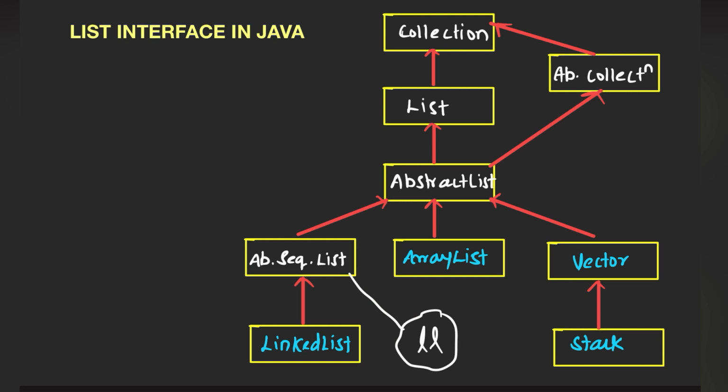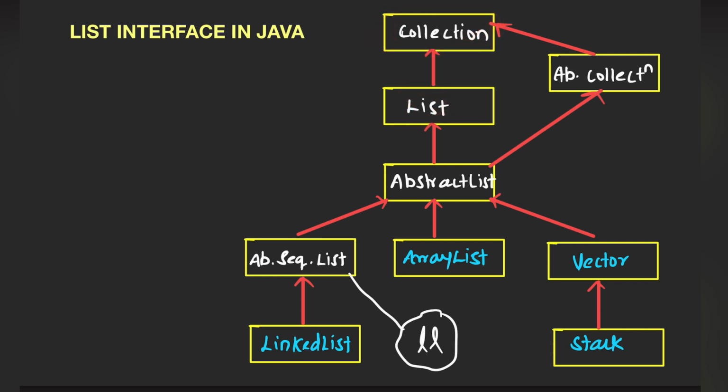Now the question comes, from where does the abstract sequential list get all the properties? Here we can see the arrow, it is taking from the abstract list. And again the question comes, from where does the abstract list get all the properties? From list. And from list, where is it taking? From the collection. This is the reason why I'm telling you that the second lecture is really important, because all the inbuilt functions we have discussed will be useful in the list interface as well, because the list interface mainly inherits from the collection interface. Therefore, whatever properties the collection interface has, all those properties will be had by the list interface as well. I hope you understood this diagram.